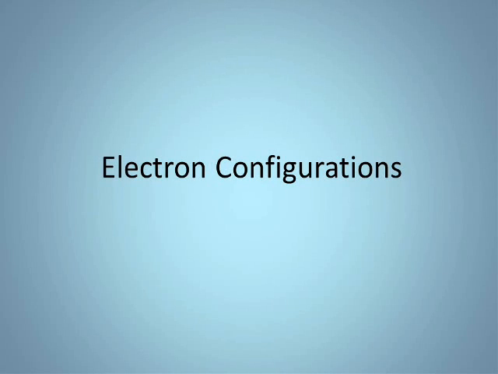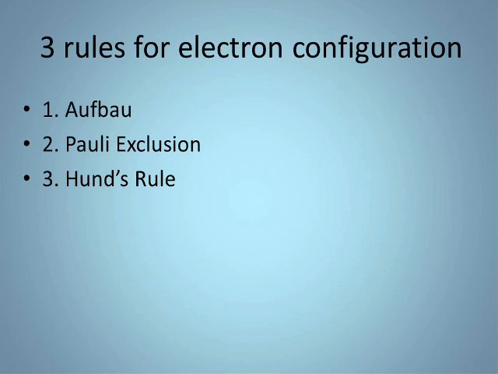Okay, so how do we know where these electrons will go? What orbitals they'll be in, what sublevels they'll be in? Knowing what their energy level is pretty straightforward, but what about their sublevel? What sort of orbital shape are these electrons going to be in? Well, before we get to that, we have to know some basic rules. And for electron configuration, we're configuring where these electrons will go. There's three rules which we'll go over: Aufbau, Pauli exclusion, and Hund's rule.